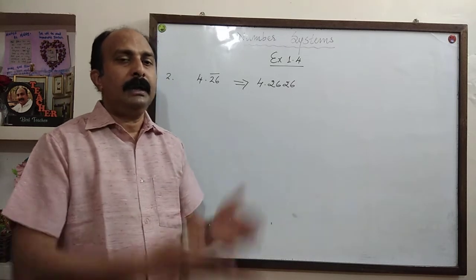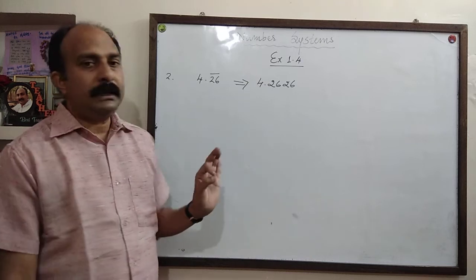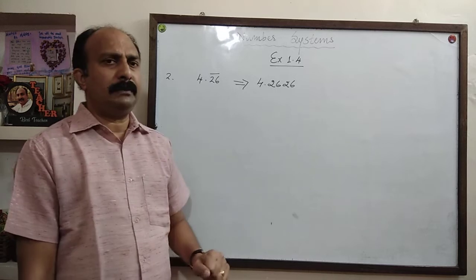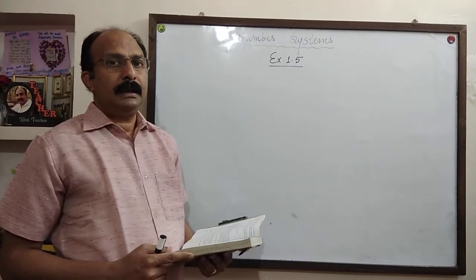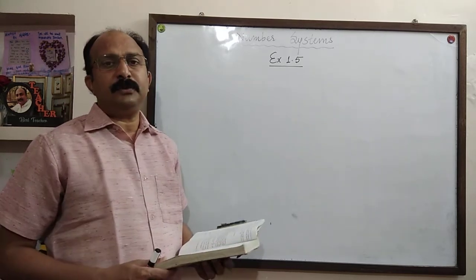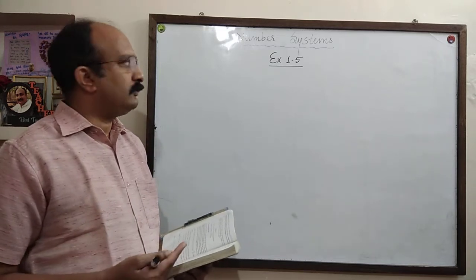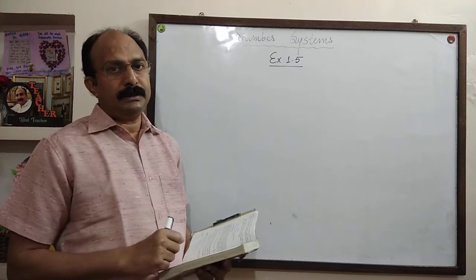Again magnify and so on, so on, so on. Finally you will get exactly 4.2626 exactly on the number line. So please do it as homework. Now let us continue with the next exercise, that is exercise 1.5. Before we move to the questions of exercise 1.5, I would like to teach you some important points.